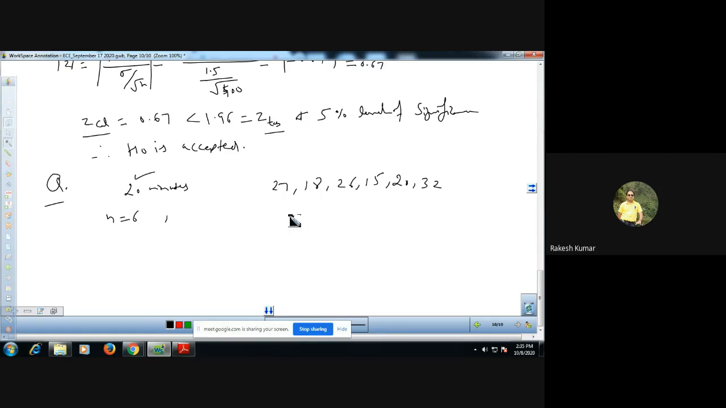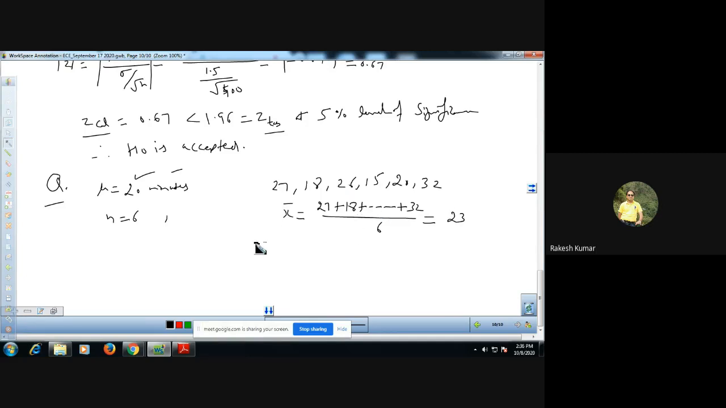So this is your question. And what is the company claiming? That they take an average time of 20 minutes to get to the hospital. It means this is the population mean, and that is 20. And this is the sample we have, and you can calculate the sample mean: 27 plus 18 plus so on, at last 32, divided by 6. It comes out to be 23.